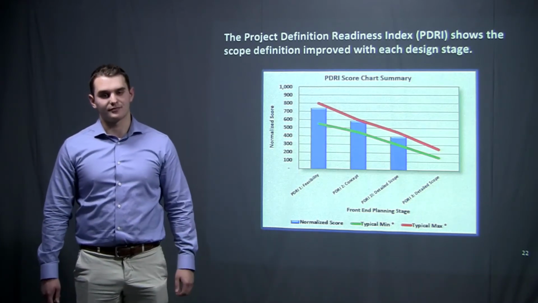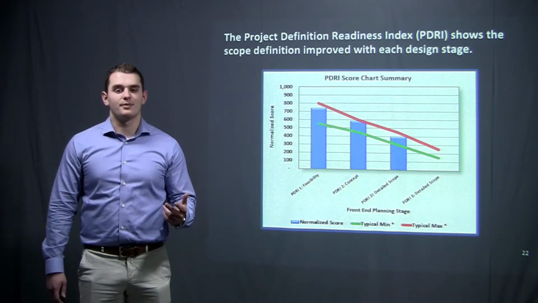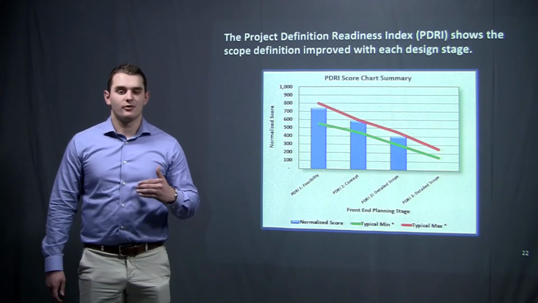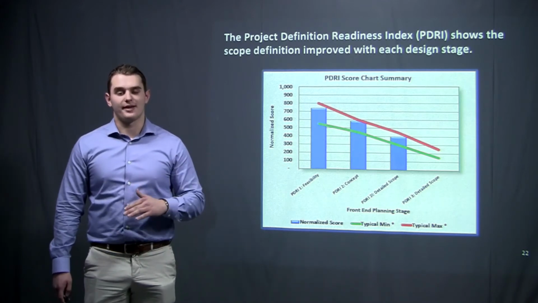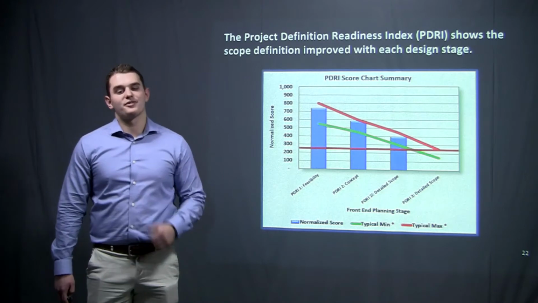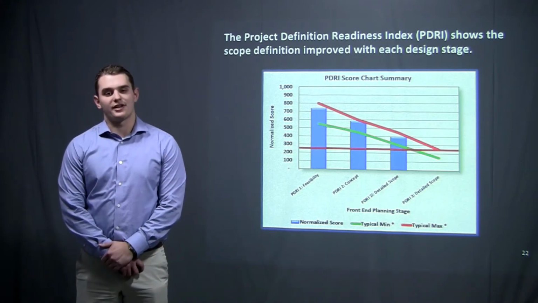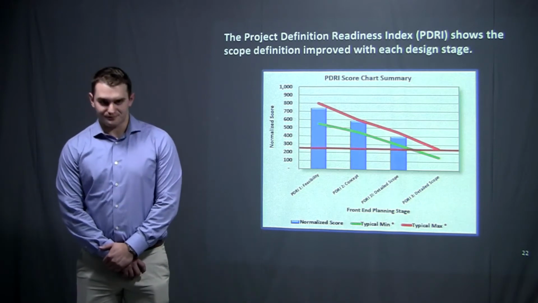Now, just like in golf, the lower your PDRI score, the better your score. So ideally, you want to minimize it. With a maximum of 1,000, you want to get it as low as you can. This red line here represents a PDRI score of 250. Generally, this is an accepted target to proceed to construction.